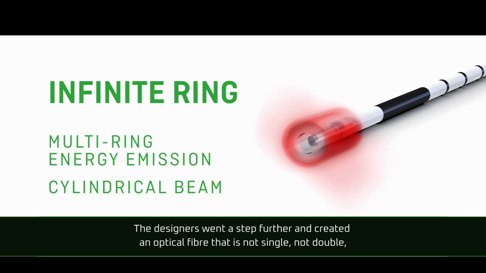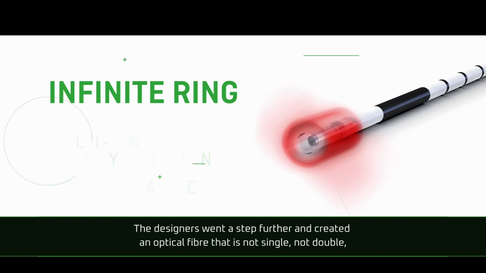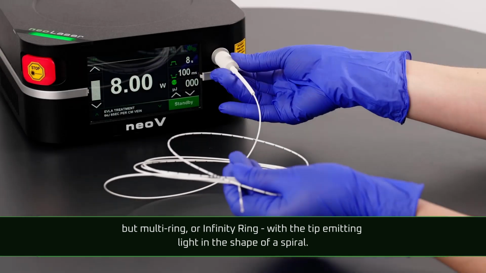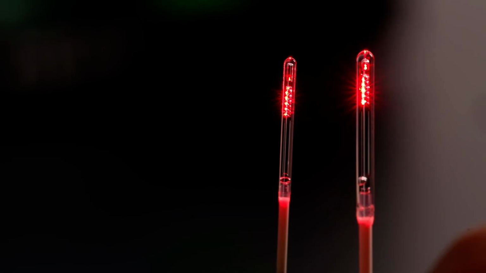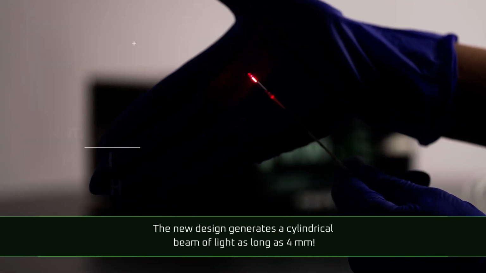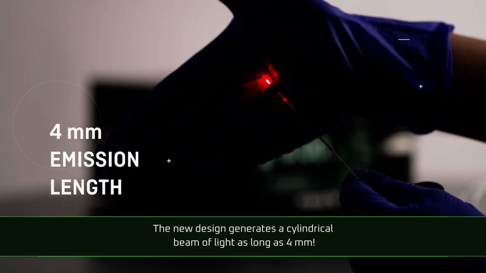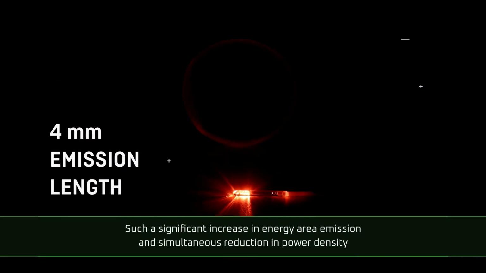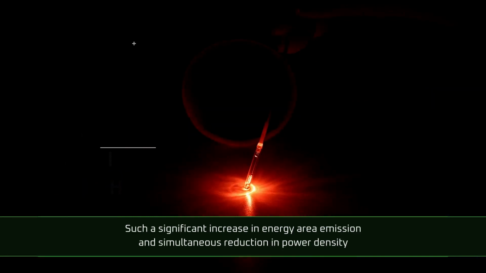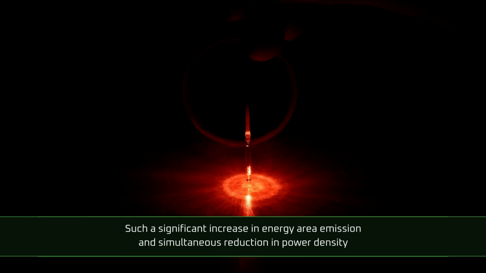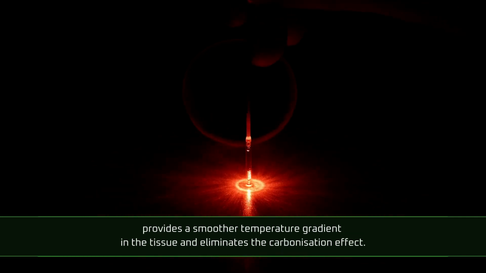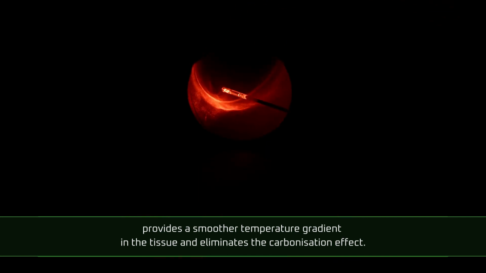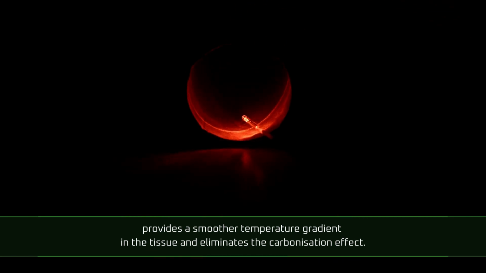The designers went a step further and created an optical fiber that is not single, not double, but multi-ring or infinity ring, with the tip emitting light in the shape of a spiral. The new design generates a cylindrical beam of light as long as 4 millimeters. Such a significant increase in energy area emission and simultaneous reduction in power density provides a smoother temperature gradient in the tissue and eliminates the carbonization effect.